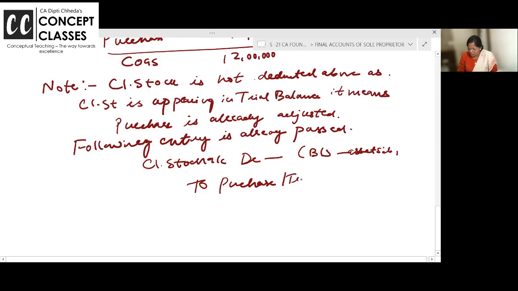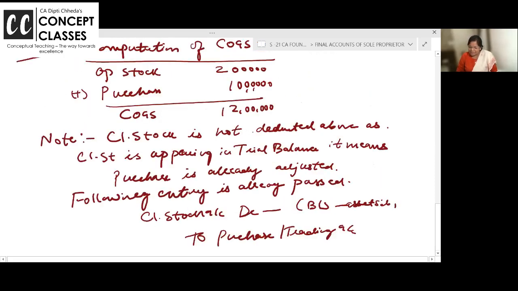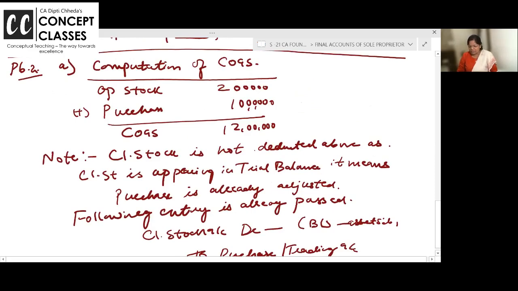Purchases or trading account, either trading account credit side, right? Or deducted from purchases. So already closing stock is deducted from the purchases. That's why we didn't take the closing stock and we got the cost of the goods sold.